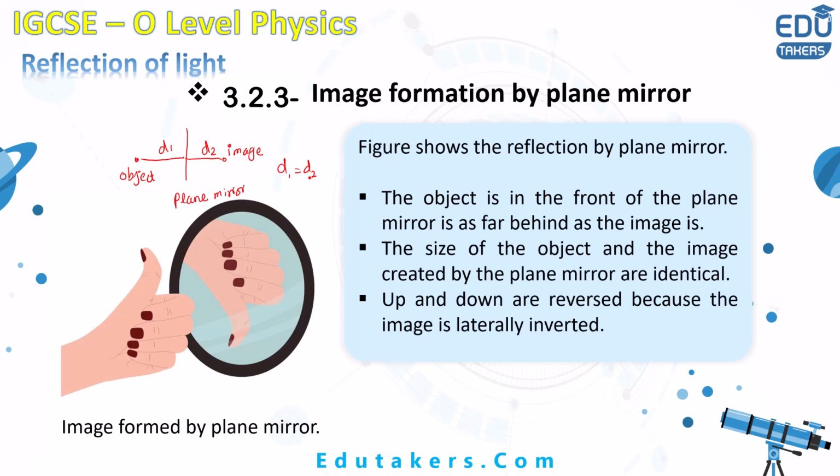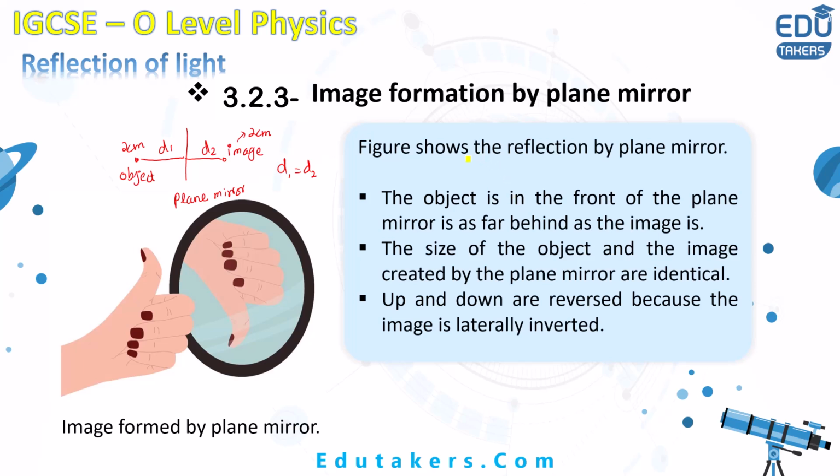The second and very important property of the image is that the size of the image and the size of the object do not change. Both of these have the same size. If I say that the object is 2 cm, then the image is also 2 cm. Both of these, object and image, have the same size.